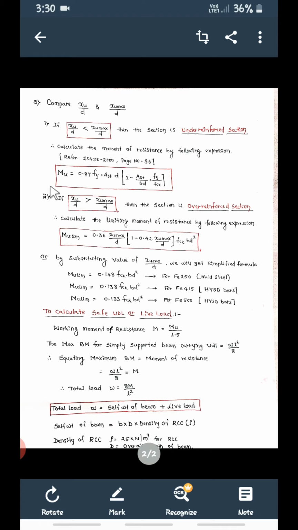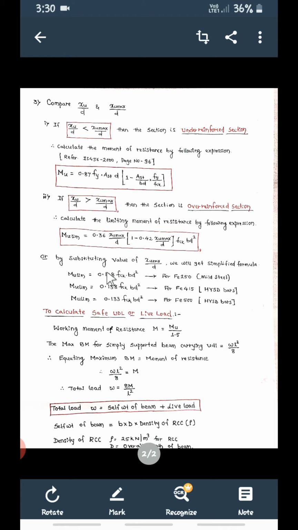The problem ends here. If xu by d is greater than xu max, this step will not be used. Directly you come to here and use any one equation depending upon the grade. Whichever grade is there, use that equation and calculate the Mu limit. So if it is an under reinforced section, it is Mu. If it is an over reinforced section, it is Mu limit. So this is one step.